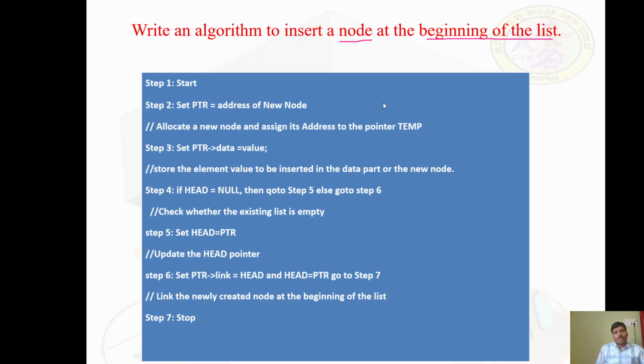So what we need to do is insert a node at the beginning of the list, so that the pointer link is equal to head and head equal to pointer. So the link or next of the newly created node should be pointing to the head, and update head equal to this pointer, so that the node is inserted at the beginning of the list.